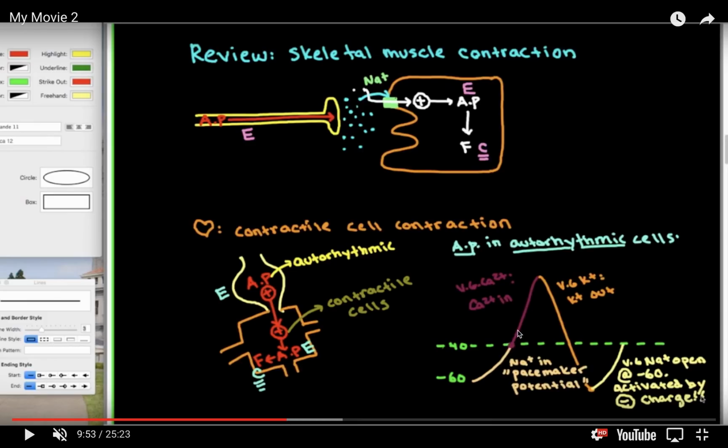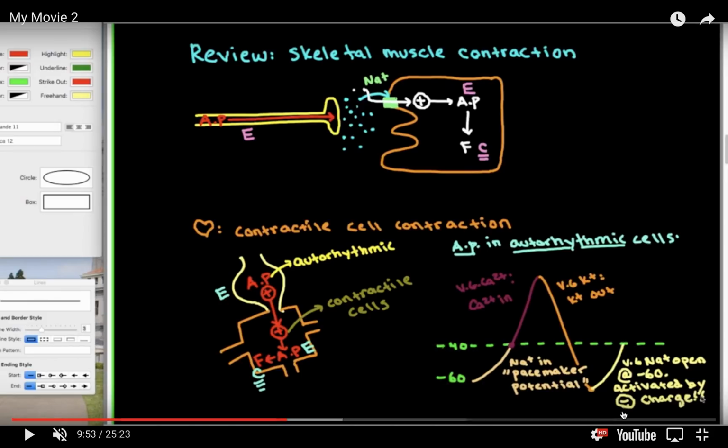Because once you start one and you repolarize, once you get back to minus 60, this voltage-gated sodium channel is going to pop open again. You have another action potential, you repolarize, you get back to minus 60, and it is going to go again. And that's actually why we say that these cells have what's known as an unstable resting membrane potential. They are literally never at rest.